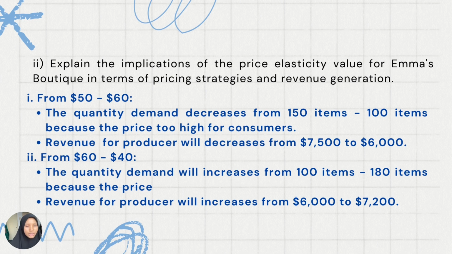$7,500 to $6,000. For the second one, from $60 to $40, the quantity demand will increase from 100 items to 180 items because the price is affordable for consumers. Revenue for the producer will increase from $6,000 to $7,200.